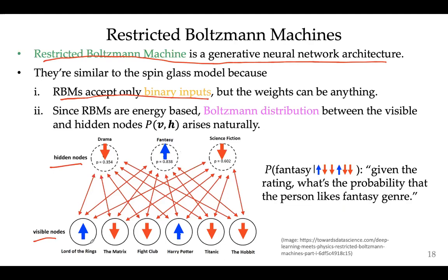So the model accepts only +1 and -1 as inputs, or spin up or spin down. In this sense, they are like the spin glass models. But the weights can be anything. The second analogy between the RBMs and the spin systems is that RBMs are energy-based. Because they're energy-based formulations, the Boltzmann distribution between the visible and the hidden nodes arises naturally.